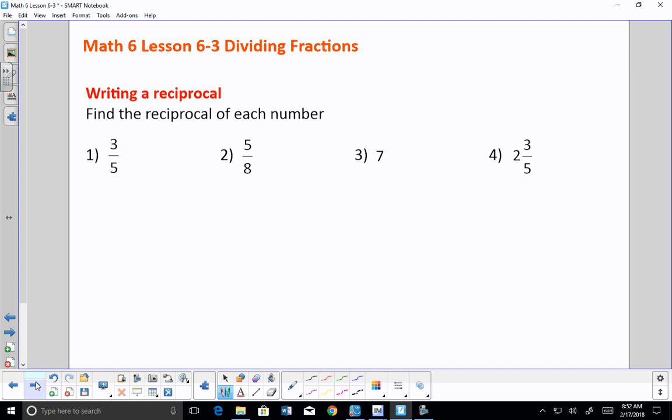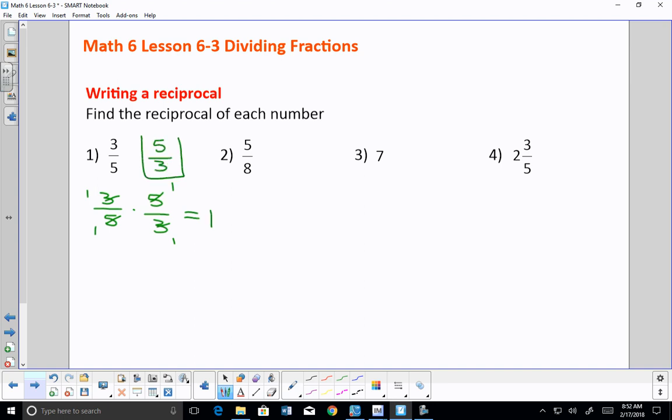Okay, so we'll start with that first. Let's practice finding a reciprocal. The reciprocal of 3/5, you flip it upside down. That's what a reciprocal is. A reciprocal is two numbers whose product is 1. How do I get 3/5 to become 1? I multiply it by 5/3, because if I multiply it by 5/3, all these things cross cancel. So the reciprocal of 3/5 is 5/3.